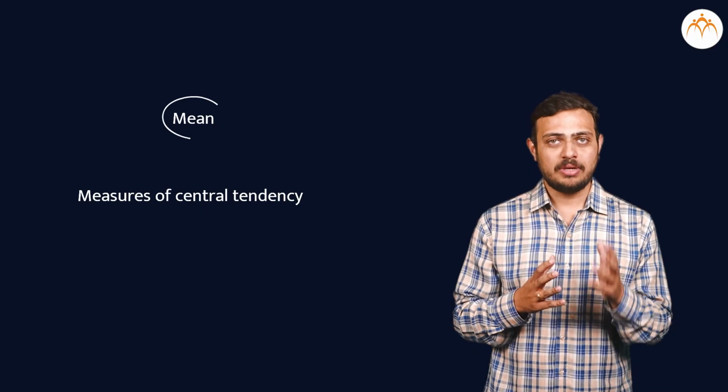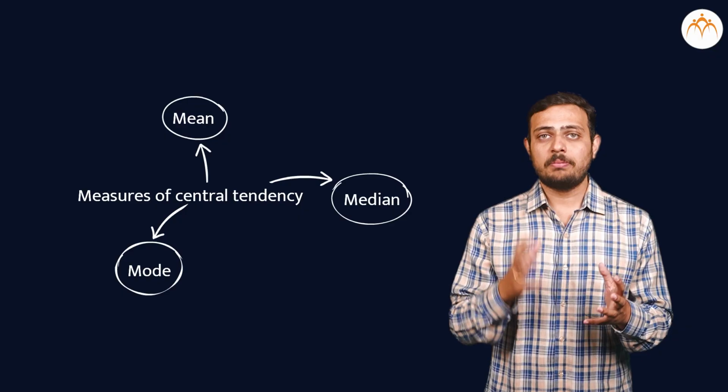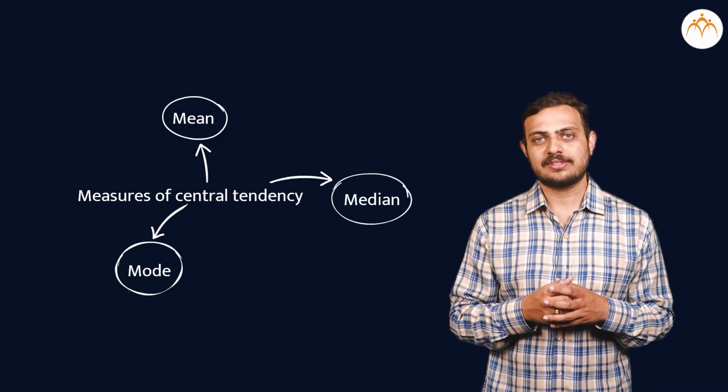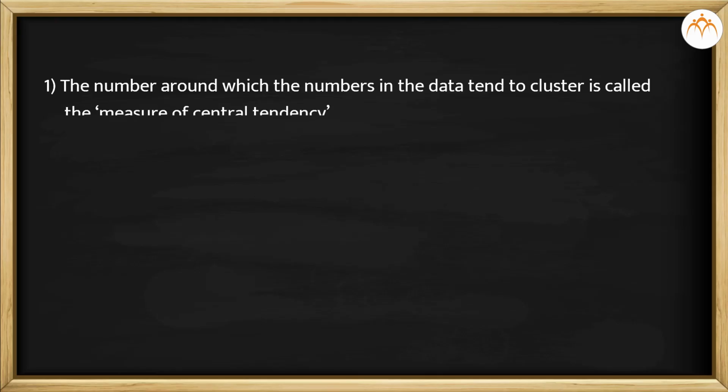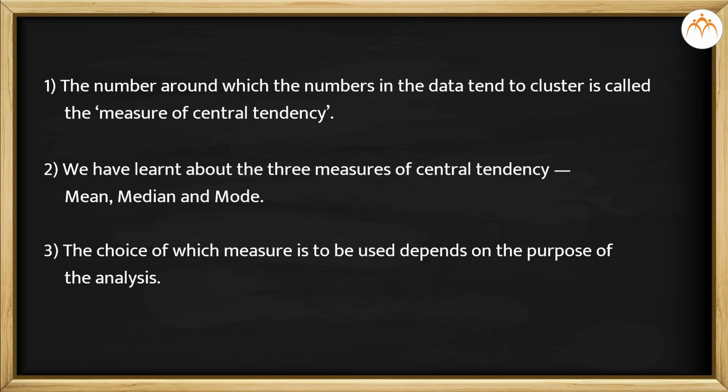Now, we have learned the 3 measures of central tendency: mean, median, and mode. The choice of which measure is to be used depends on the purpose of the analysis. What did we learn? The number around which most of the values in a dataset cluster is considered to represent the group. This number is called a measure of central tendency. We have learned about the 3 measures of central tendency: mean, median, and mode. The choice of which measure to use depends on the purpose of the analysis.